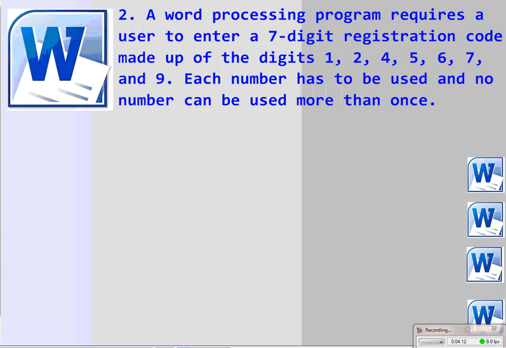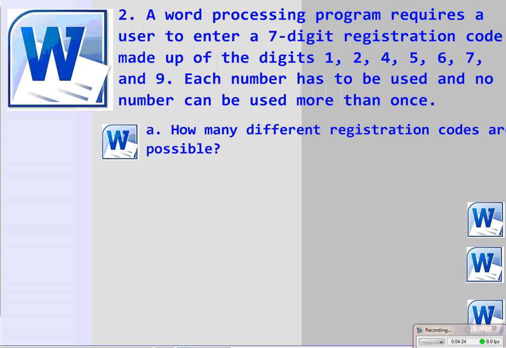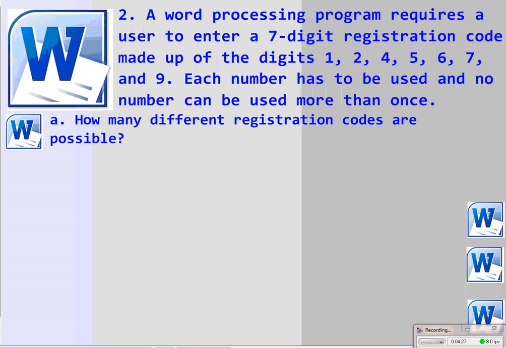A word processing computer program requires the user to enter a 7-digit registration code made up of the digits 1, 2, 4, 5, 6, 7, and 9. Each number has to be used, and no number can be used more than once. So what you've got is 7 numbers, and you've got to enter that code in 7 different ways. As a permutation, it's not 9, there's only 7. It's like saying 7P7, which is a fancy way of just saying 7 factorial.